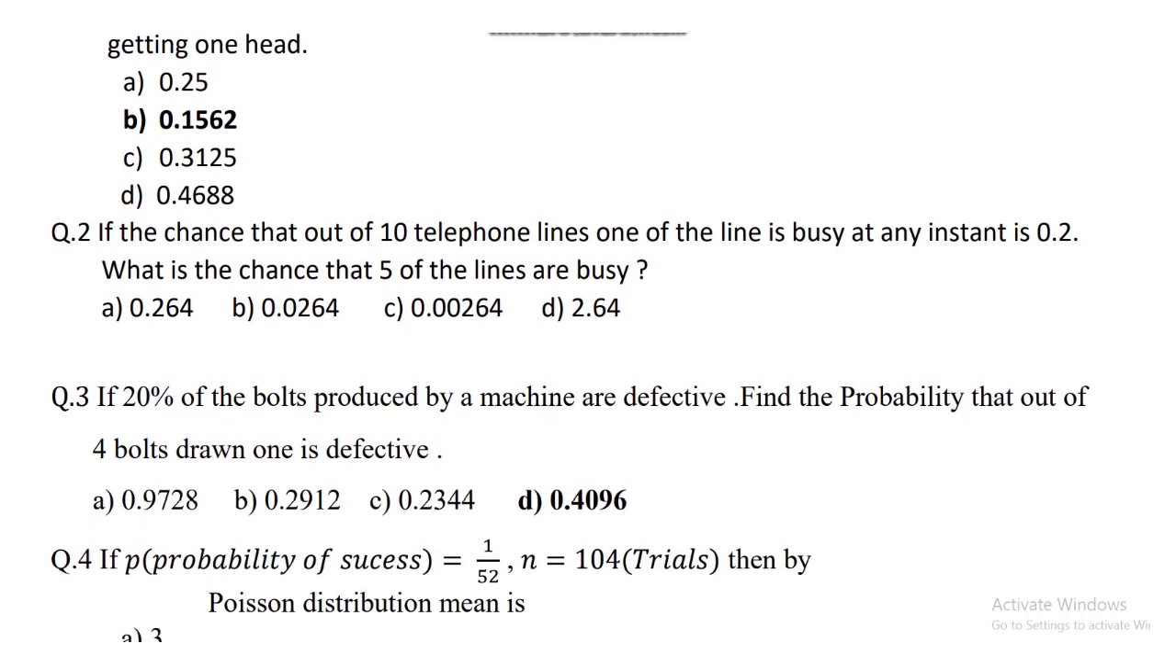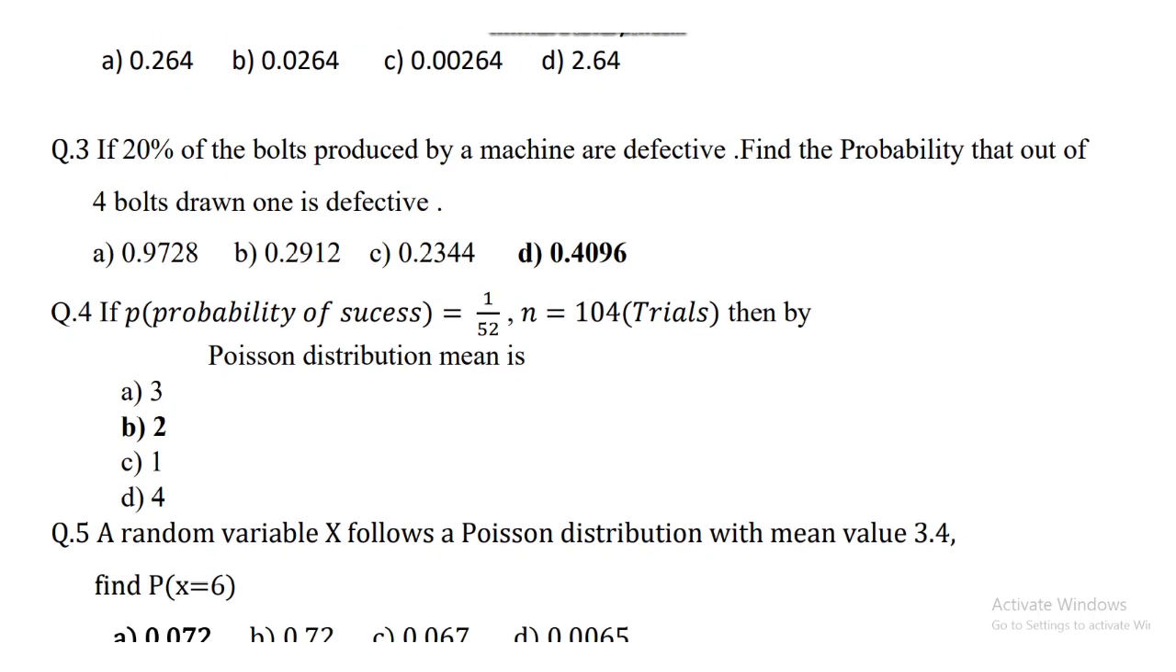If the chance that out of 10 telephone lines, one of the lines is busy at any instant is 0.2, what is the chance that 5 of the lines are busy? And the answer is, it is not given. If 20% of the bolts produced by a machine are defective, find the probability that out of 4 bolts drawn, one is defective.